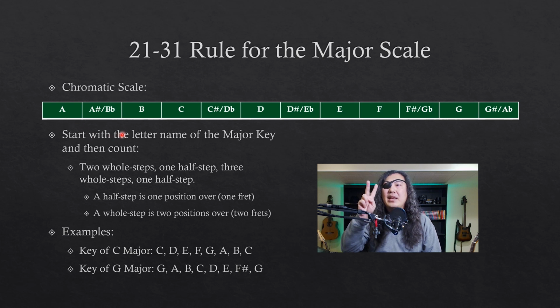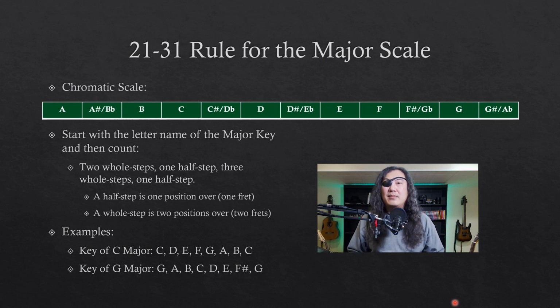A to B is our third whole step of the 31 part. And then the 1 is a half step back to C to close out the scale, which brings us back to our root, an octave higher. So the notes in the key of C, the C major scale, are C, D, E, F, G, A, B, and C.